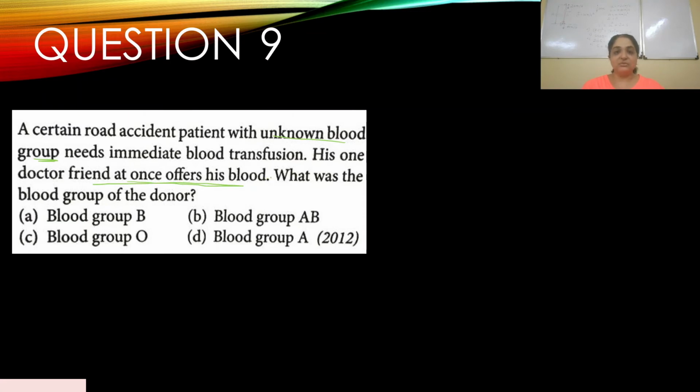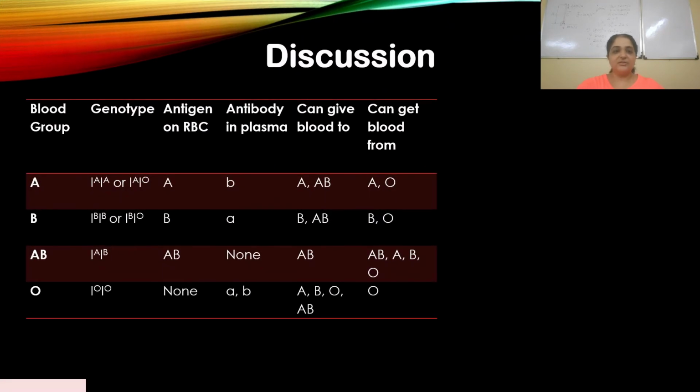It has to be a universal donor. So your answer should be blood group O. Your answer should be C. This appeared in 2012. Again, we'll look at the discussion. It is the same table over here. Just see how important this table is. This table is very important to study. If you knew everything, you would have been able to answer this question correctly.